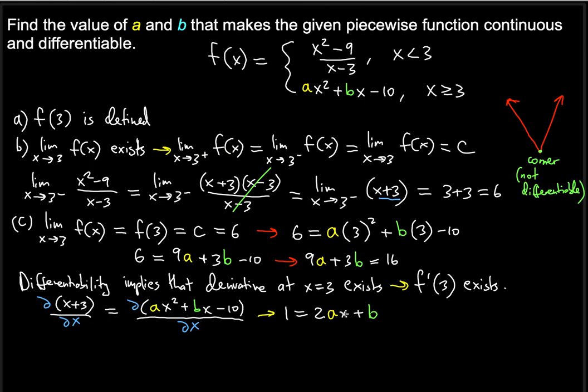Now we're going to evaluate. Remember that we just said that f prime of 3 is the only value. There's a unique value. There's no more than one value for f prime of 3. There's only one derivative value possible. So 1 should be equal to the right side evaluated at x equals 3, right? Because f prime of 3 on the left side is just 1. Because we found the derivative of the left function, x plus 3, and that was just 1.